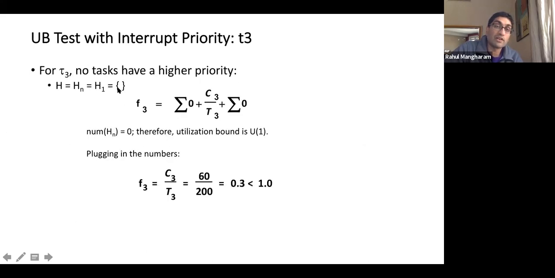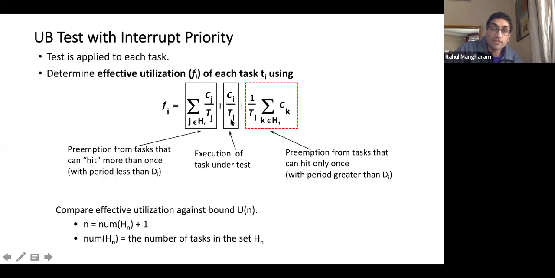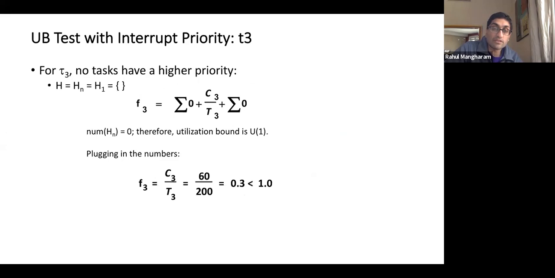So if there are no tasks with a higher priority, then I just have this interrupt task, and the interrupt task will execute as the highest priority task. We would compare that utilization to just saying if there is only one task in the system, and that's 0.3. And how did we get 0.3? We just divided 60 by 200, which gave us 0.3.